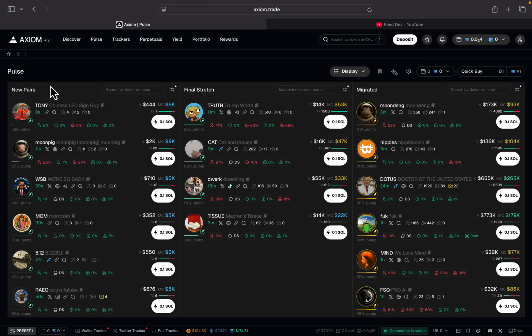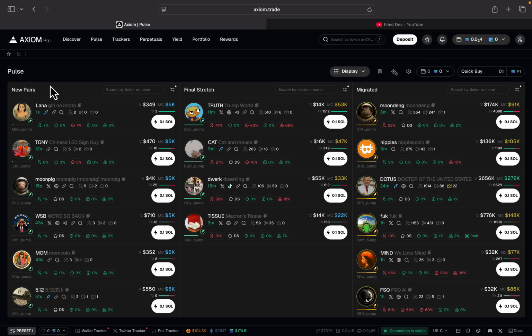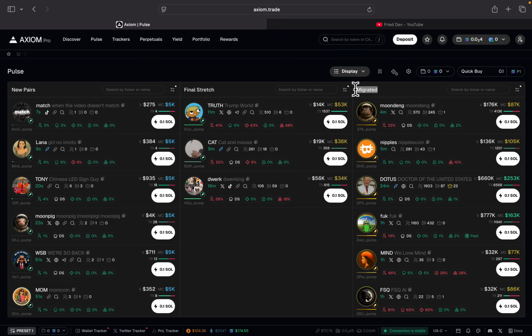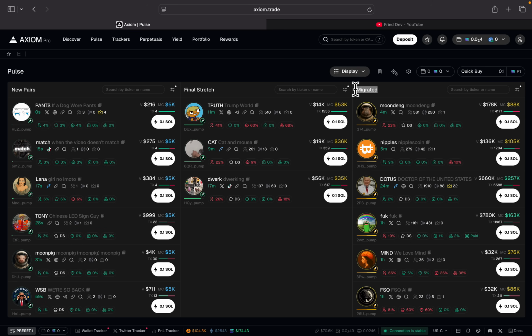If you follow these strategies, you can actually buy in the floor and the risk will be much lower than final stretch and migrated tokens, because in the worst scenario you will lose a maximum of 10%. So the risk is very low. And on the other hand, if the token sends, you can make 2x or 3x profit minimum.